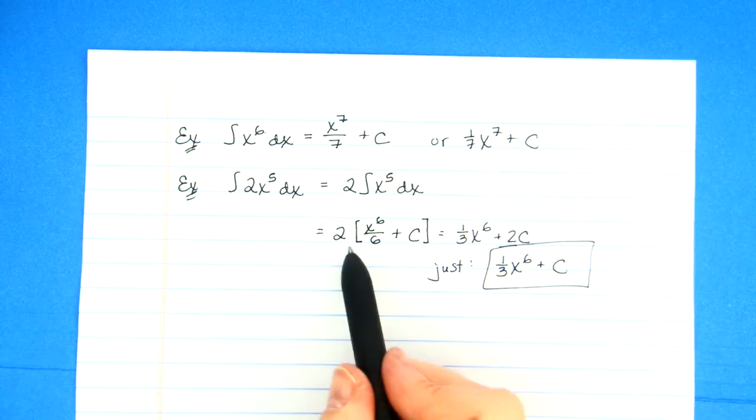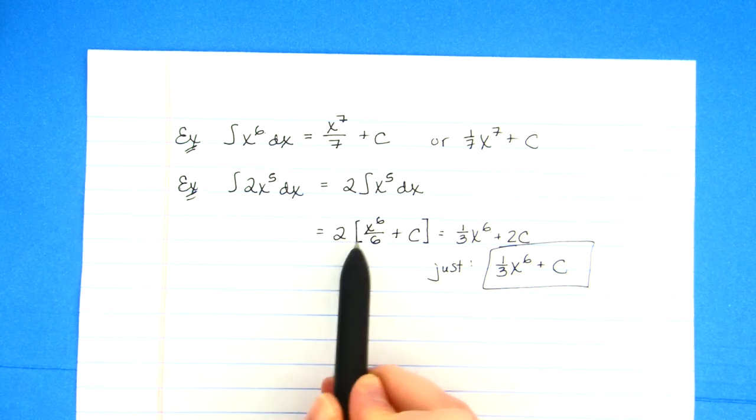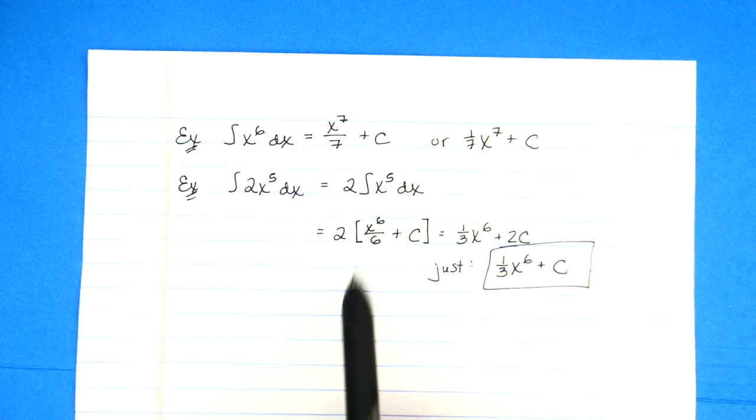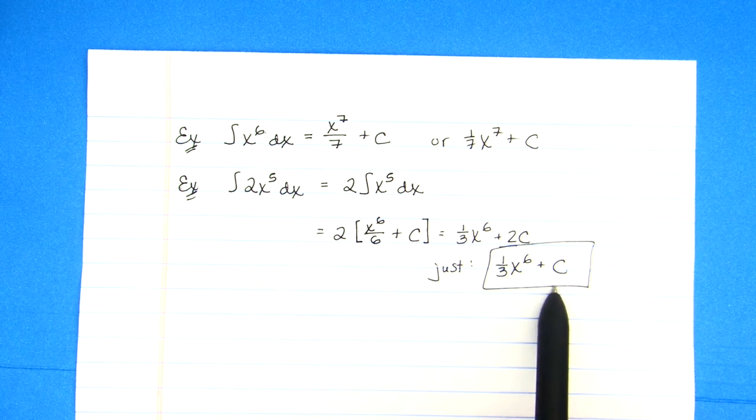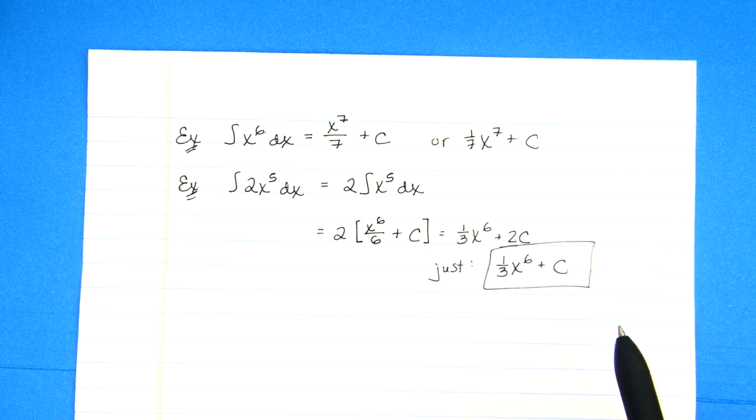And in general, I'm not going to have to do this 2 times this thing and make sure I distribute the 2 to both of those, because again, 2 times a constant, still just a constant. A different constant, but still just a constant.